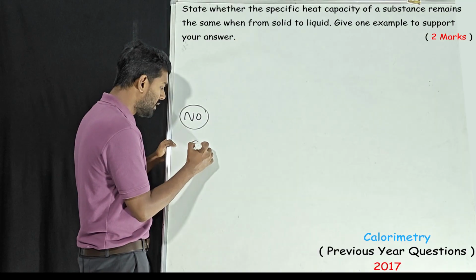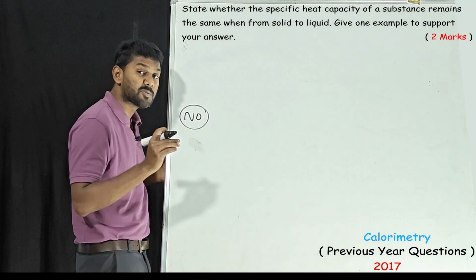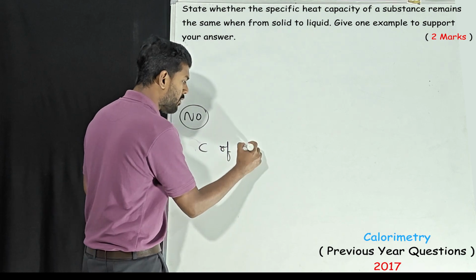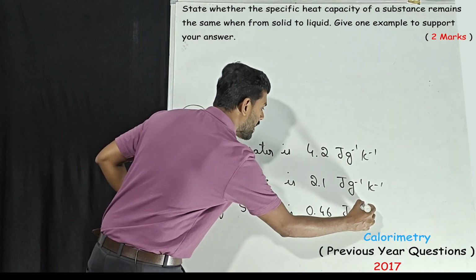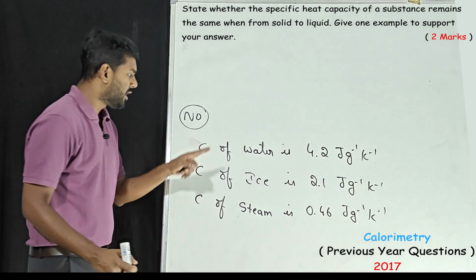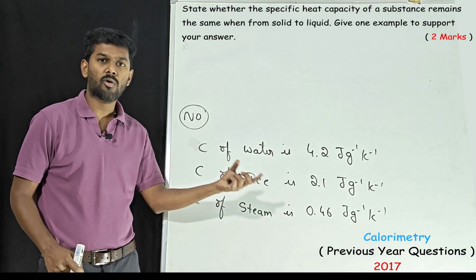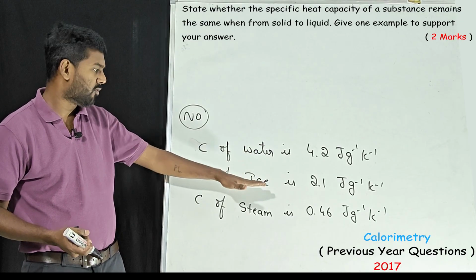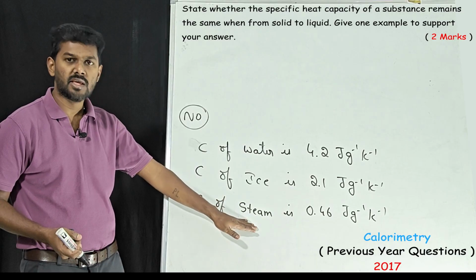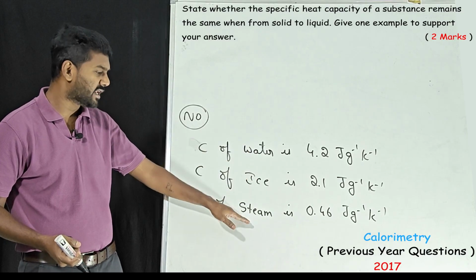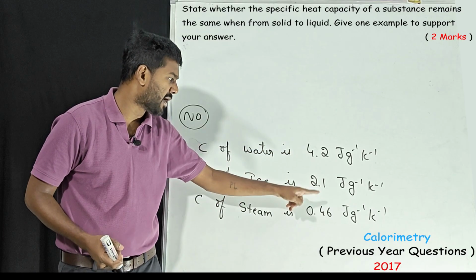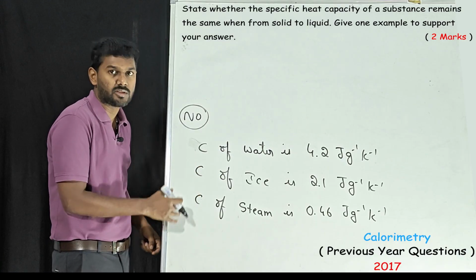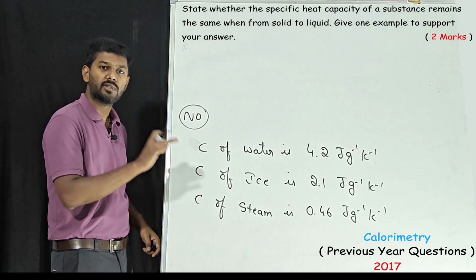We know, what is the symbol for specific heat capacity? C. C of water per gram per Kelvin. See here, in all the three cases we are talking about different forms of water: water as a liquid, water as a solid, water as steam. In all the three states of matter, specific heat capacity is different. But in the exam, you don't have to write all the three. If you write any two, that is fine.